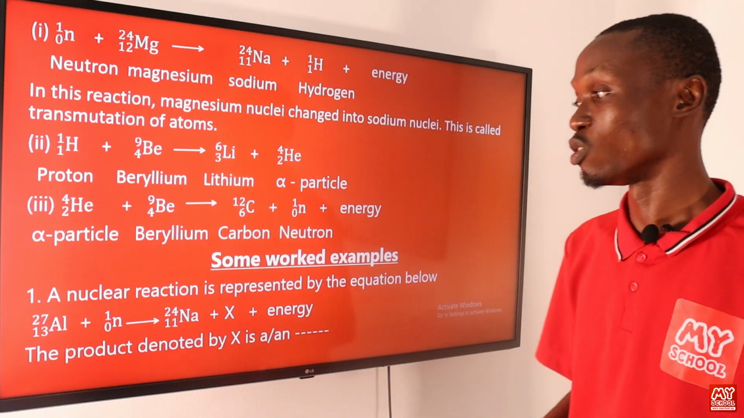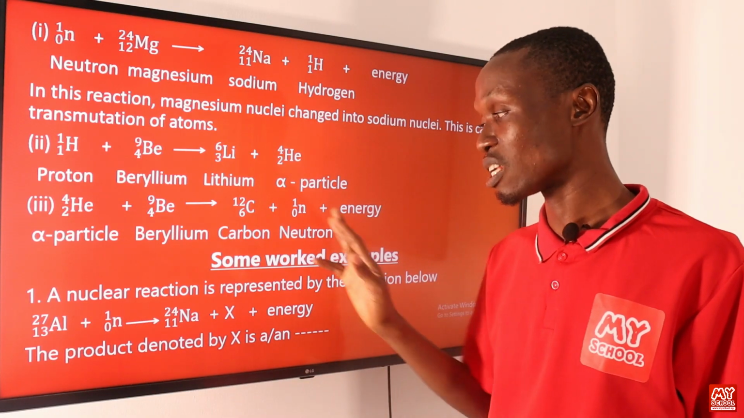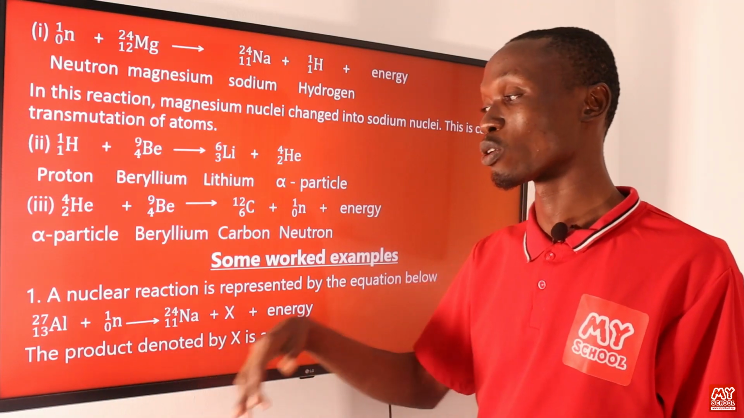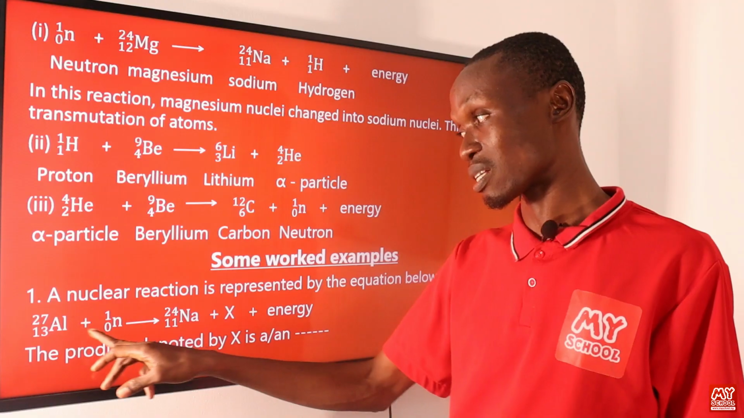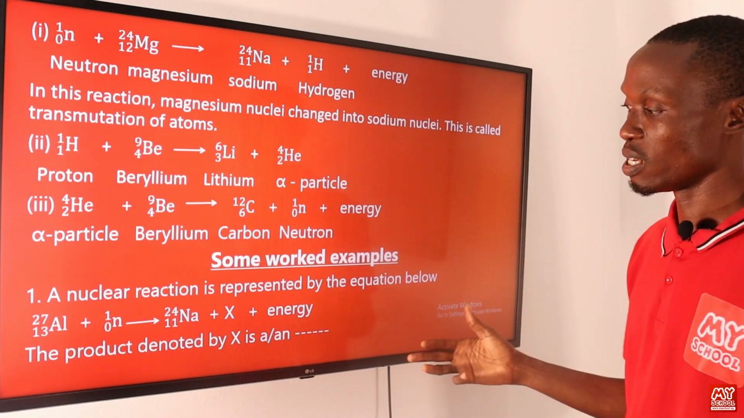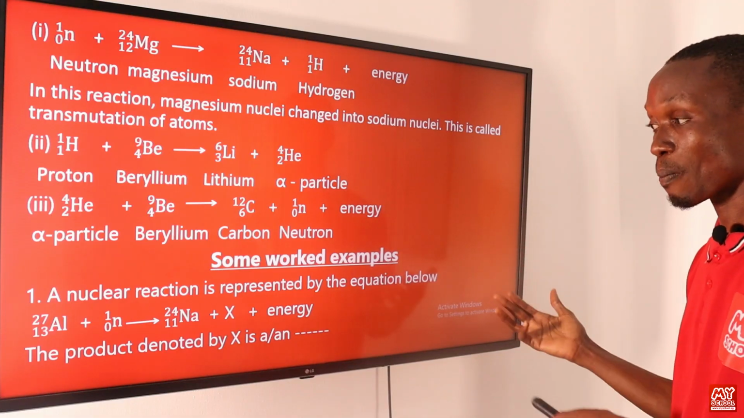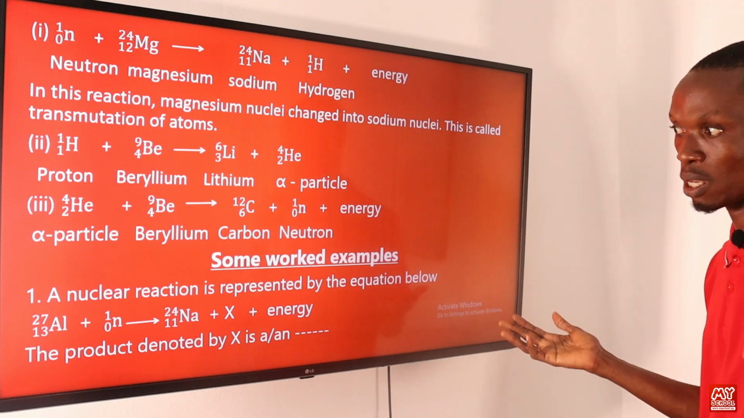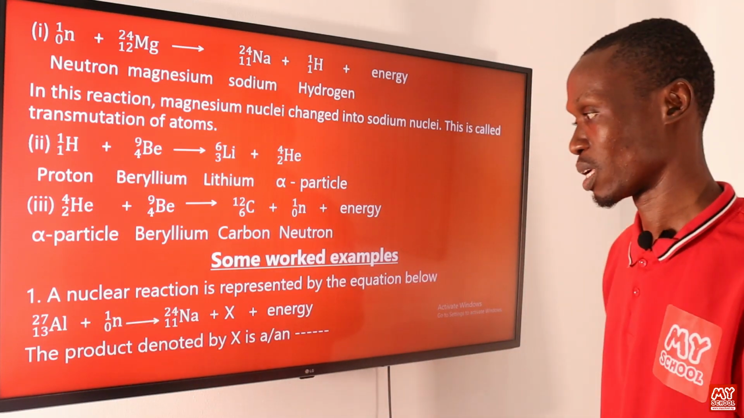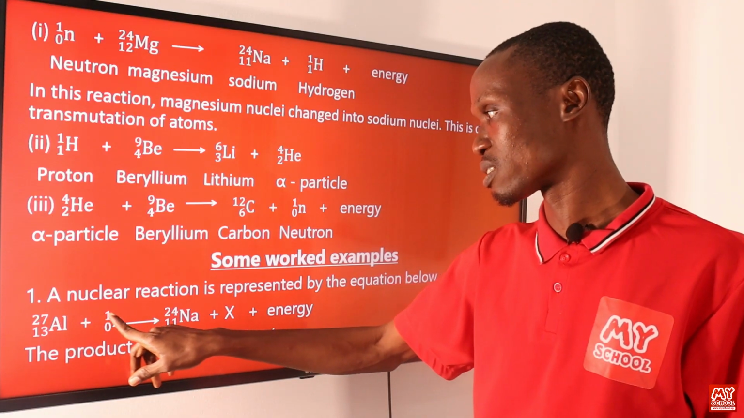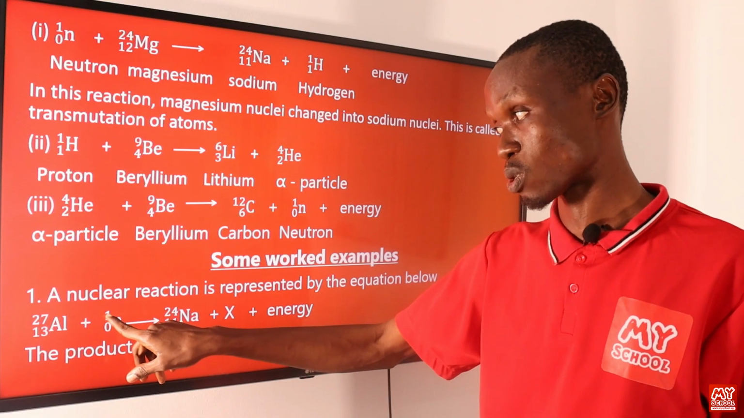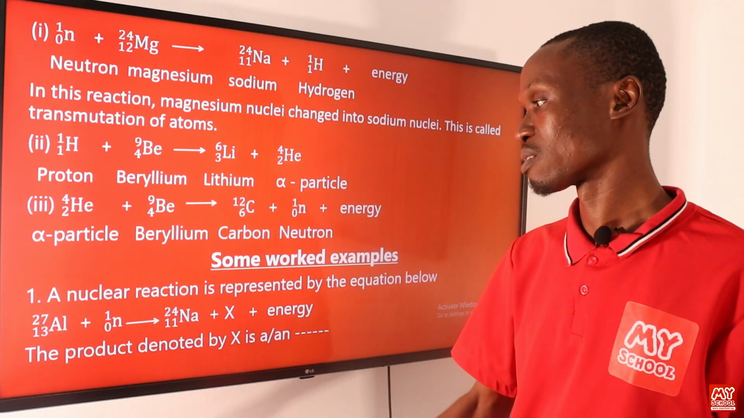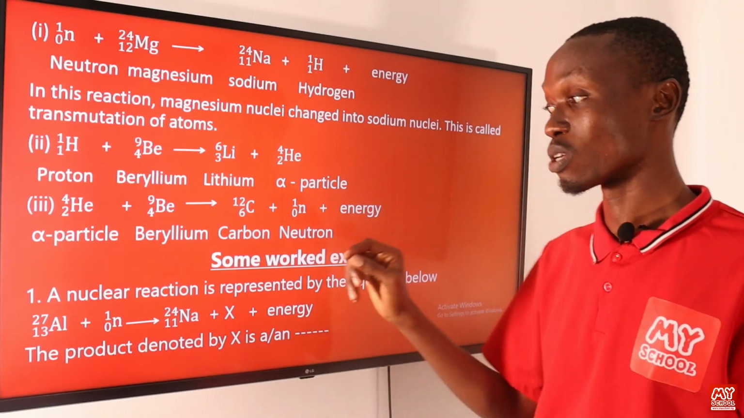So we just make sure that the nuclear number on the reactant side is equal to the nuclear number on the product side, and the atomic number or the proton number on the reactant side is equal to the atomic number or proton number on the product side. Now forgive me that I'm using the words product and reactant. This is actually a nuclear reaction. If you check very well, if we add this together, we'll have 27 plus 1. That gives us the nuclear number on the reactant side, right? Then if we add 13 and 0, that also gives us 13.